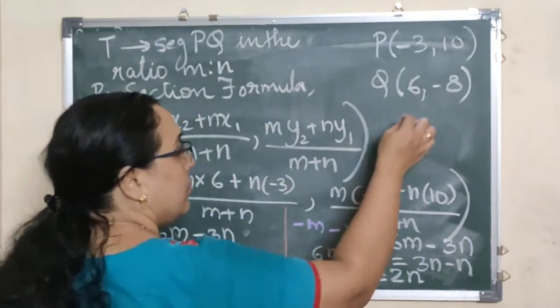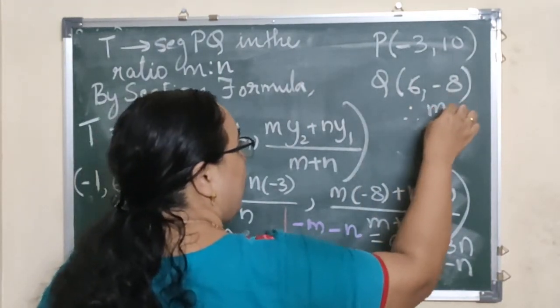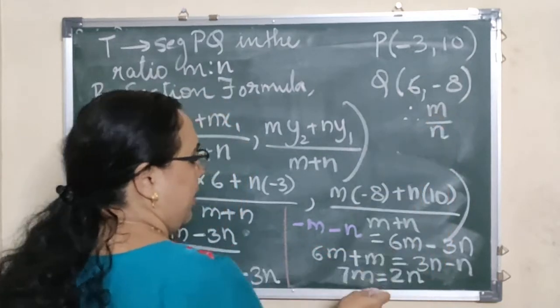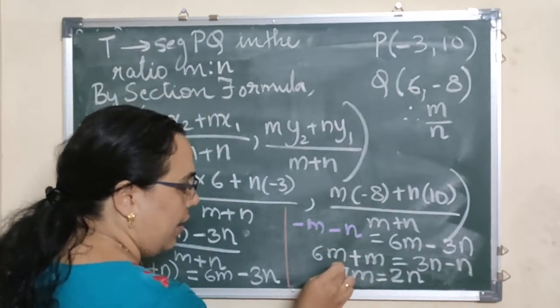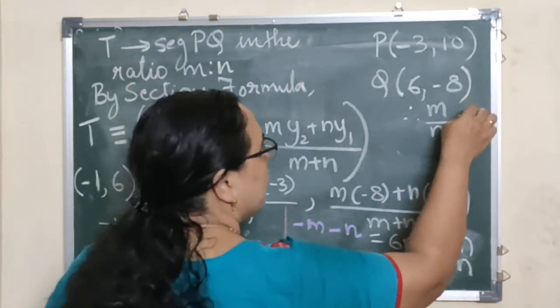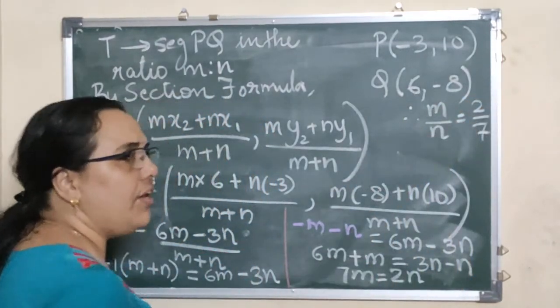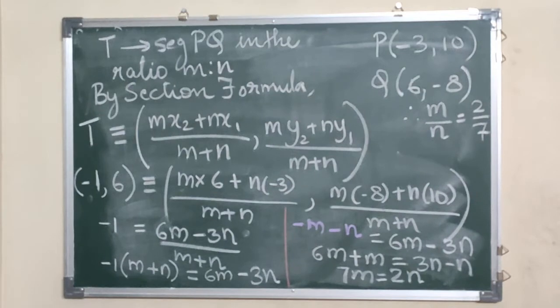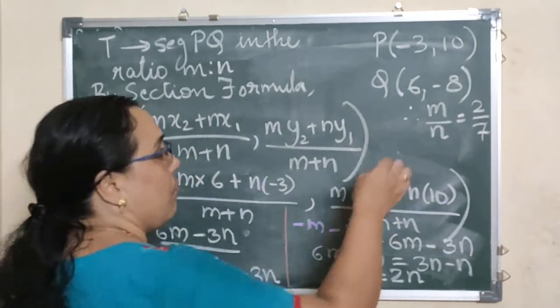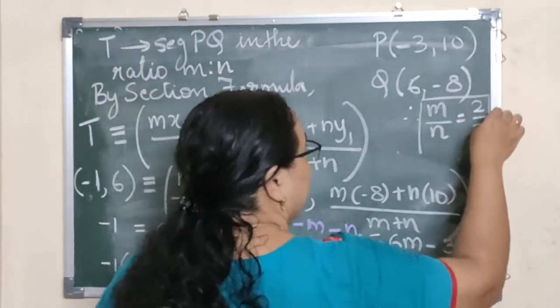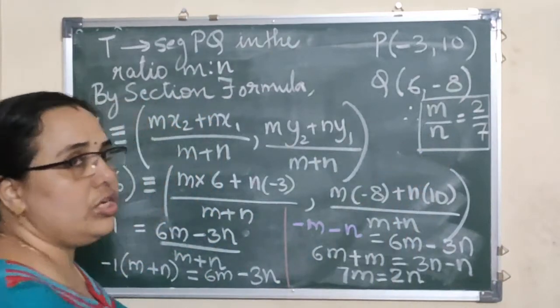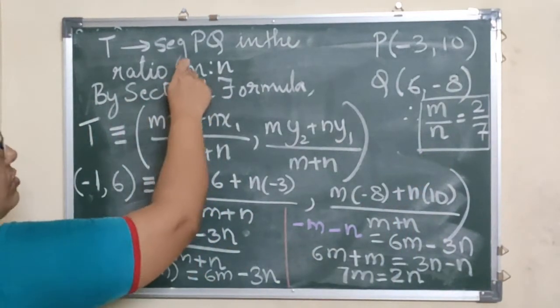Now, therefore, what is m upon n? m upon n. 7 goes to the other side. So it is 2 upon 7. Have you understood this sum now? Right? So what is the question asked? Which ratio? 2 is to 7.